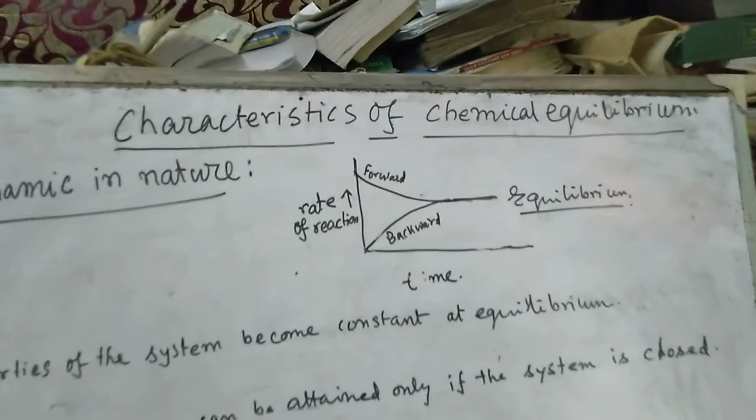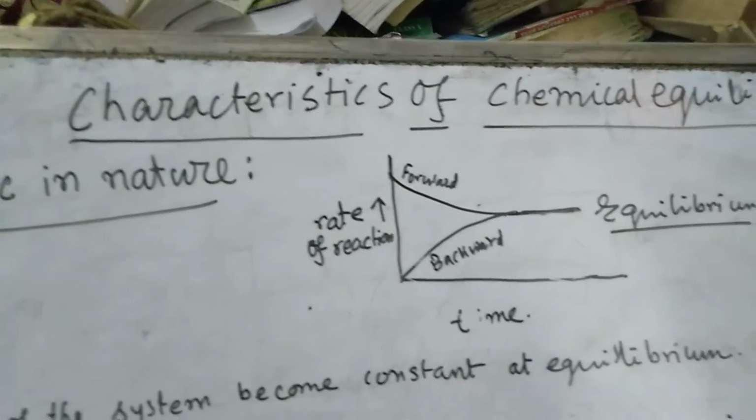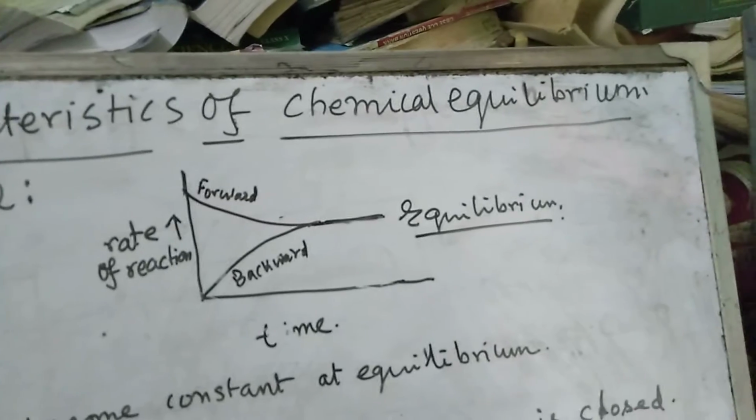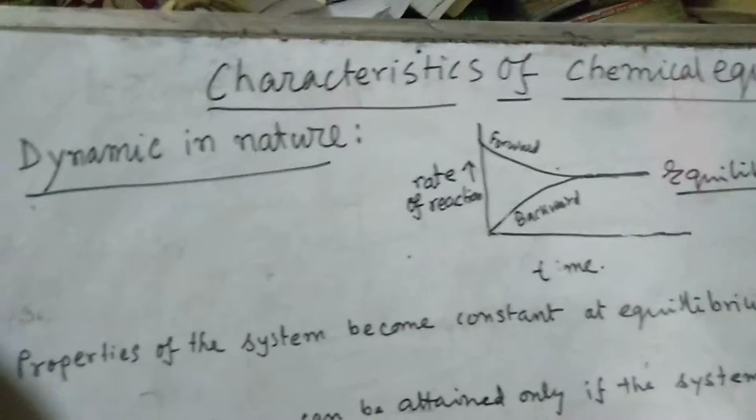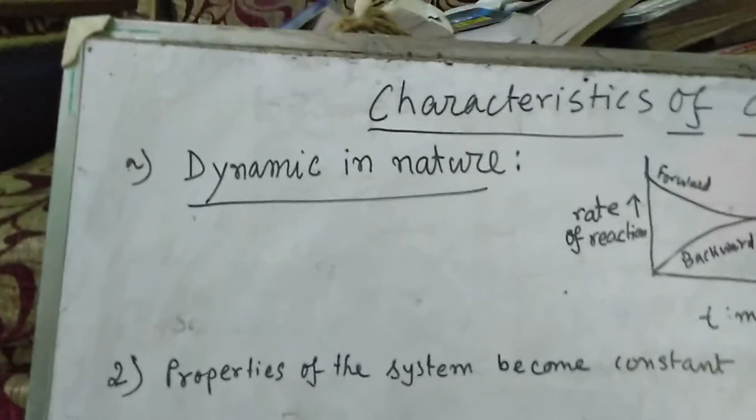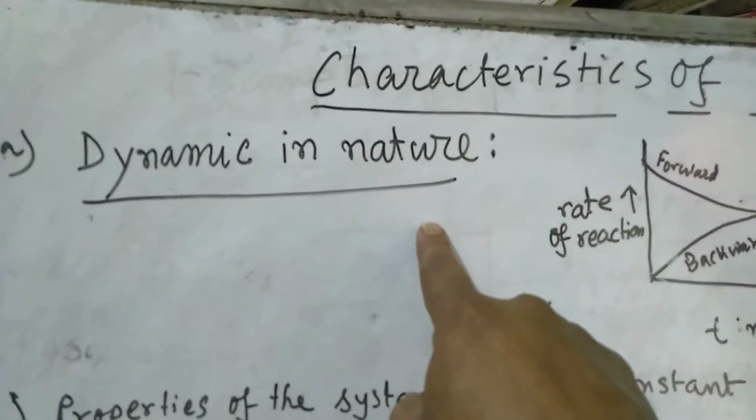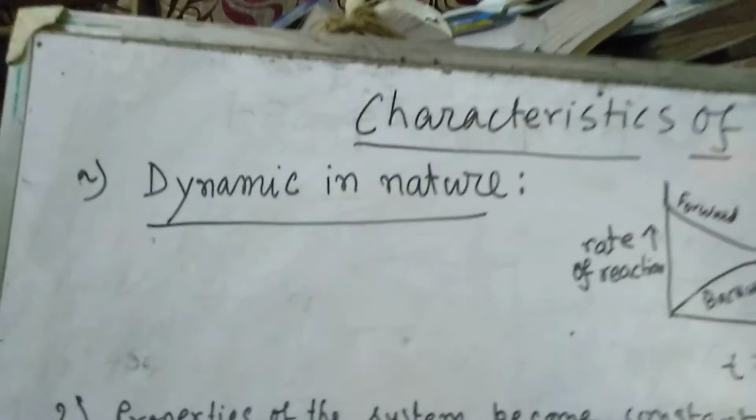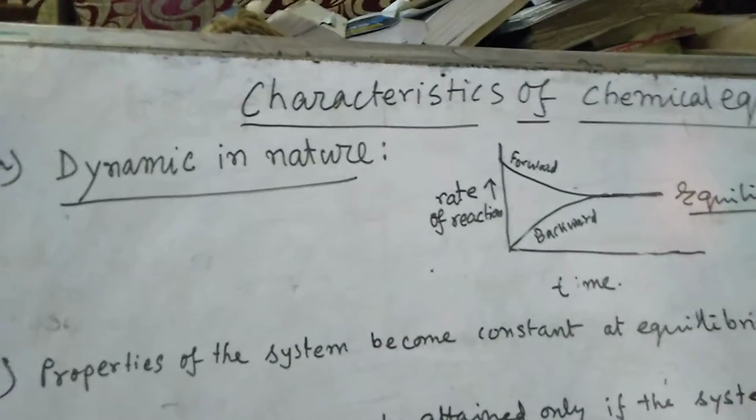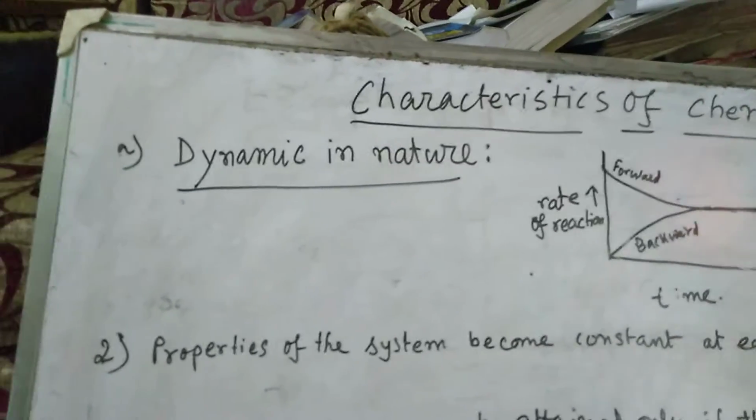Now students, we come to the characteristics of chemical equilibrium. The first characteristic is that chemical equilibrium is dynamic in nature. Dynamic in nature means, what is that? I am just going to discuss.